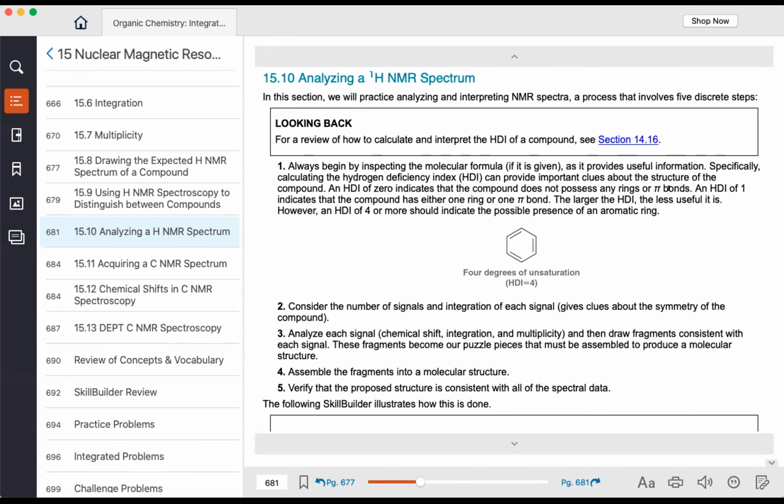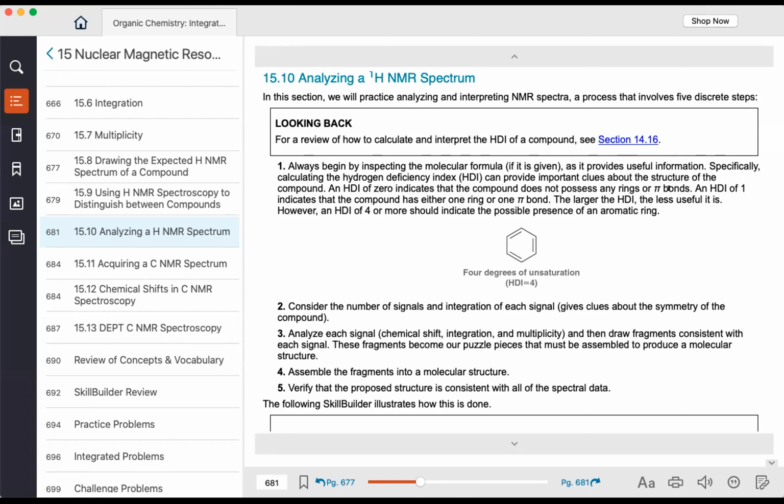This is section 15.10, analyzing a proton NMR spectrum. In this section, they have a really nice way to systematically go through and find out what a spectrum may be as far as molecular structure. And this is how I recommend you go about solving these as well.